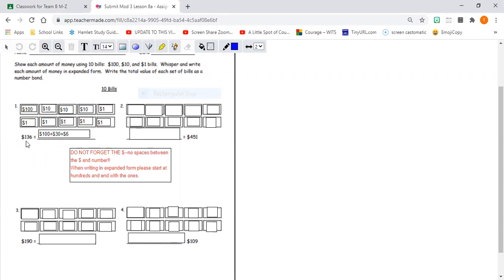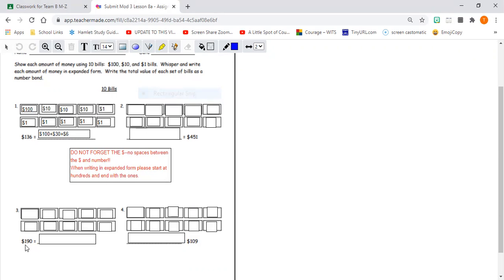This is $136. Make sure you put the dollar sign, and please don't leave any spaces between the dollar sign and the number. And when you're writing your expanded form, please make sure you go from hundreds, then your tens, and then your ones. If you do not have any ones, like down here, don't put a 0, just leave it blank.